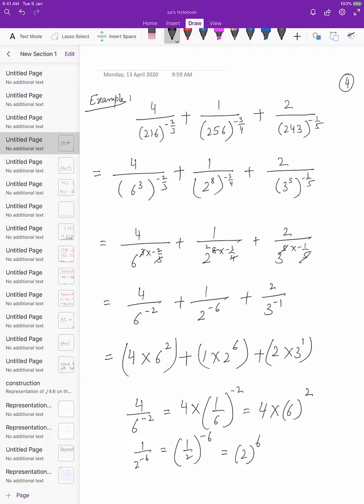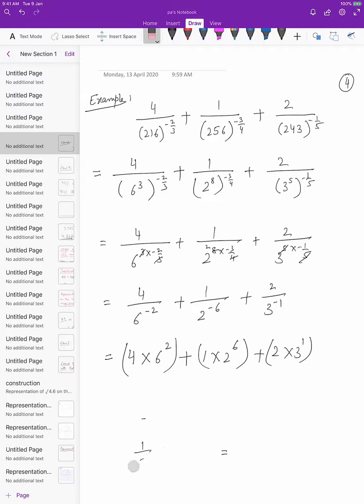Or in short, what you can remember is that whenever there is a negative exponent in the denominator, like 6 raised to the power minus 2, if you want to make the exponent positive, take it in the numerator. So it becomes 6 raised to the power 2. Here also the negative exponent is minus 6. You want to make it plus 6, so take 2 in the numerator. So 2 raised to the power 6. 3 raised to the power minus 1, take it in the numerator, it will become 3 raised to the power 1. Then you can simplify it.